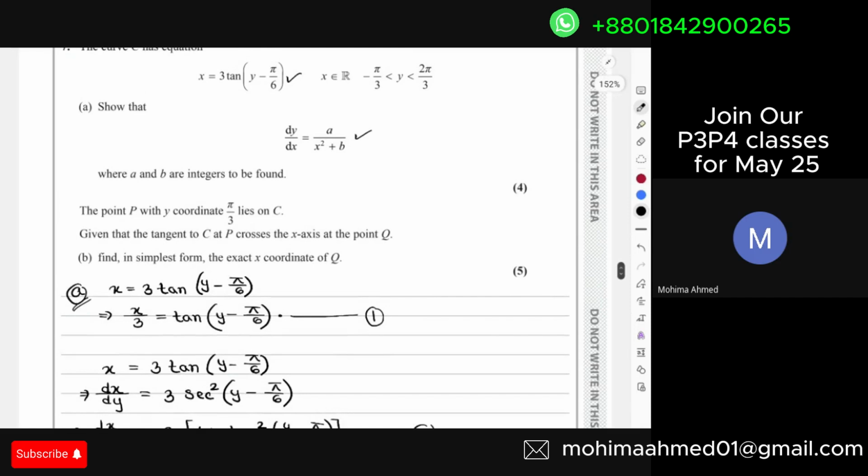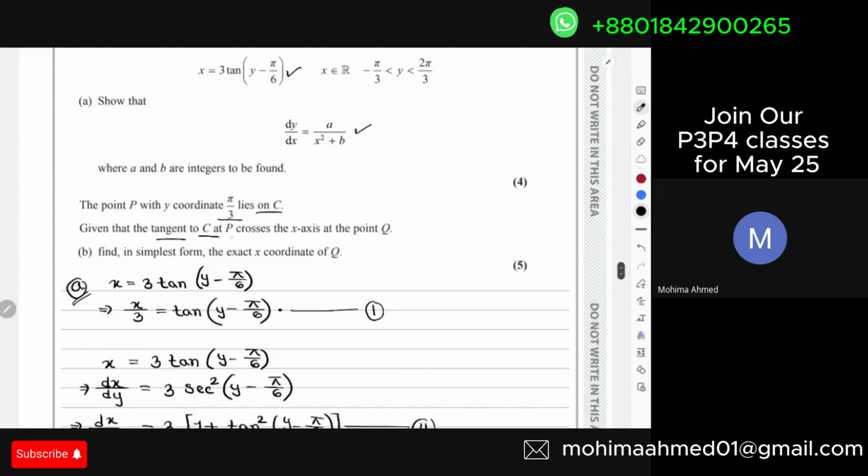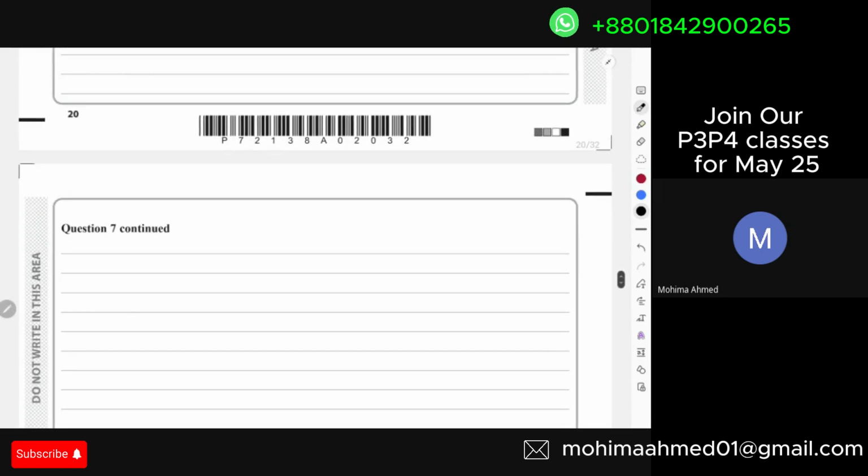For 7B, it says that point P with this x coordinate lies on the curve, and given that the tangent to C at point P crosses the x-axis at point Q, you need to find out the x coordinate of Q. So we can already understand that in order to find out the x coordinate, I need to work with the tangent. But for the tangent, we need to find out the y coordinate of P also. So x coordinate of P is pi by 3. So in that case, the y coordinate of P I'll have to calculate.